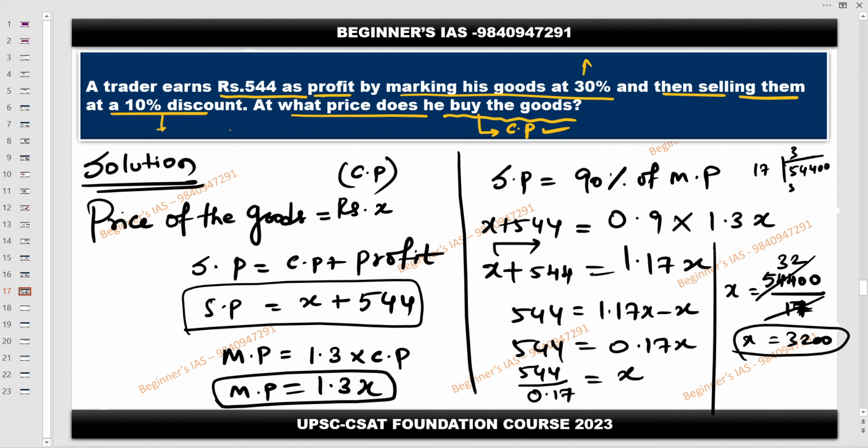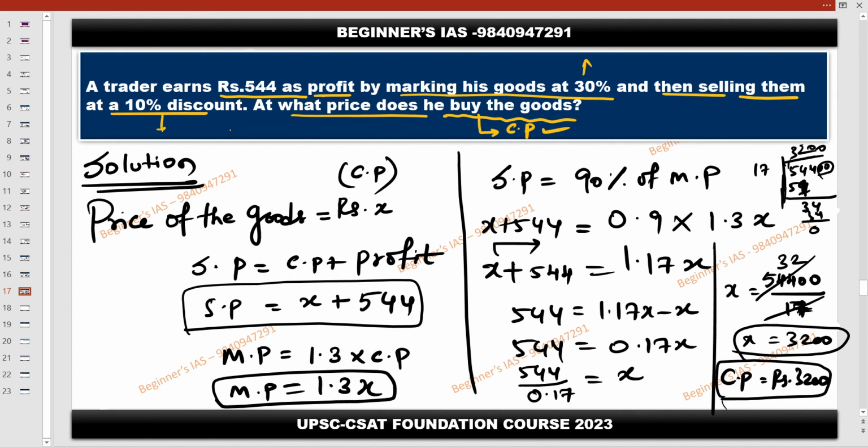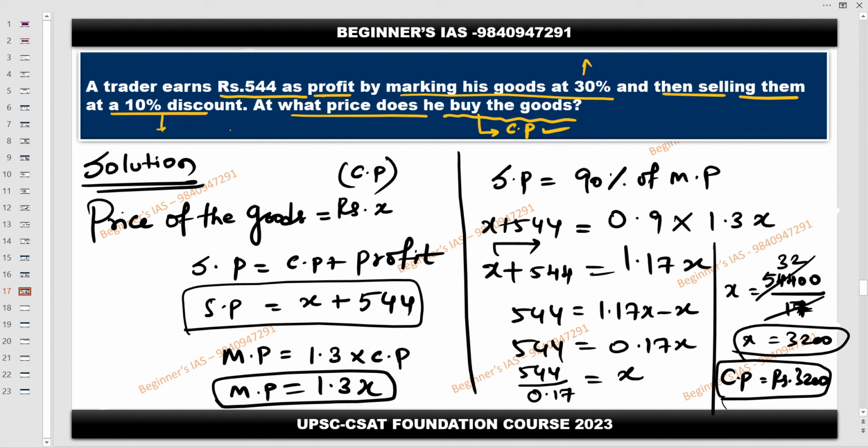So 3 times 17 is 51. Then here 3 4, then 2 times 17 is 34, then 0, and 2 zeros carried, therefore you have to put it in the quotient. So therefore the CP is equal to rupees 3200. Anybody having a doubt? Sir, for this kind of problems, can you explain again? Ismail.